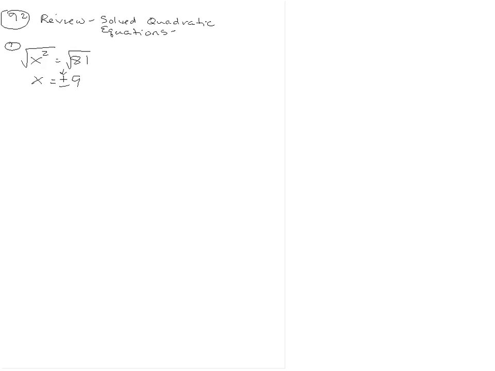Or if it was something like this, still, we could take the square root of both sides, and we got plus or minus the square root of 3, and then all we had to do was move the 4 over so that we got x equals 4 plus or minus the square root of 3.